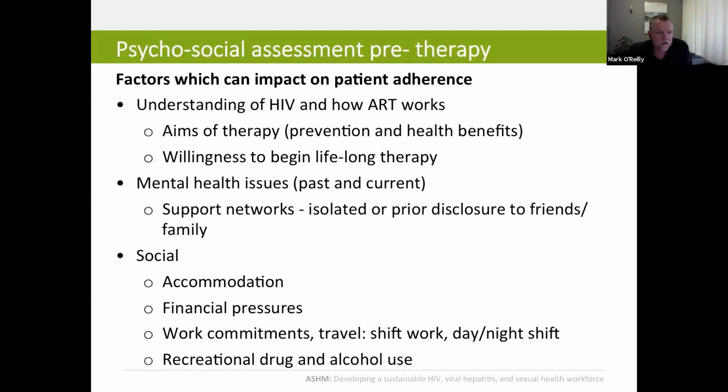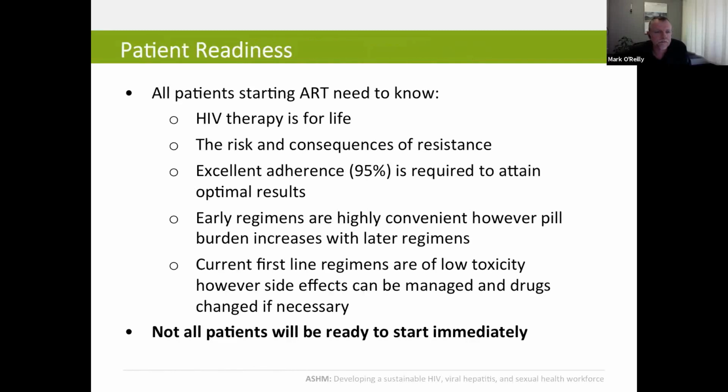We also need to look at the social situation of the individual who's presenting for treatment. What kind of accommodation do they have? What financial situation are they in? Are they working? Are they not working? Are they living in a place in Australia where antiretroviral medication is free to access or not? We also need to look at their work situation. Things like travel and shift work may have an impact on their ability to take their medication. And as I said earlier, recreational drug and alcohol use can have an impact on adherence to antiretroviral medication.